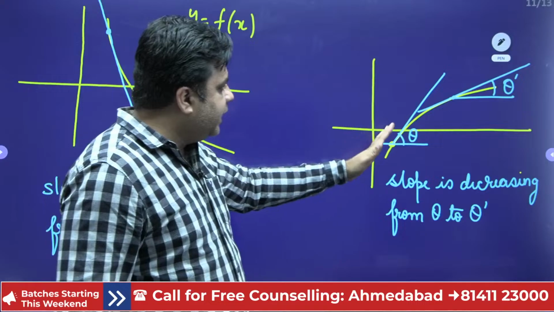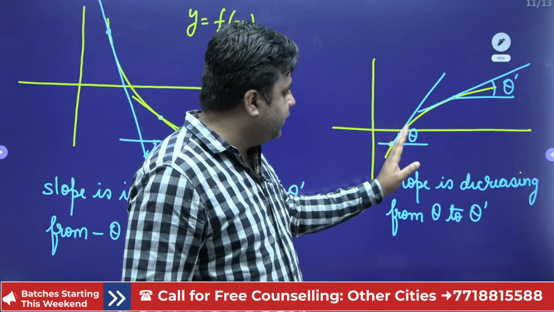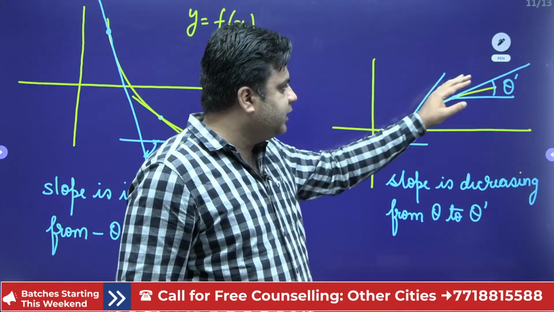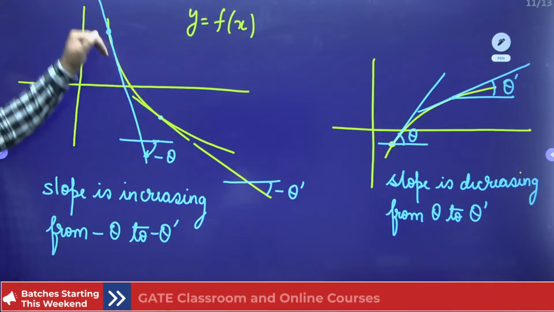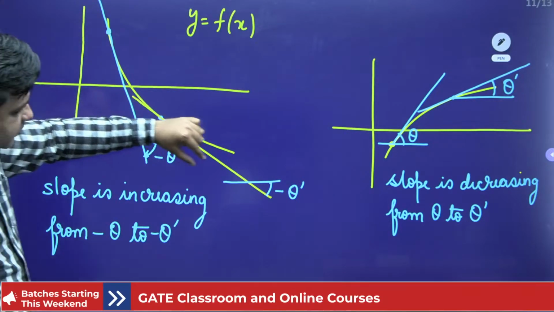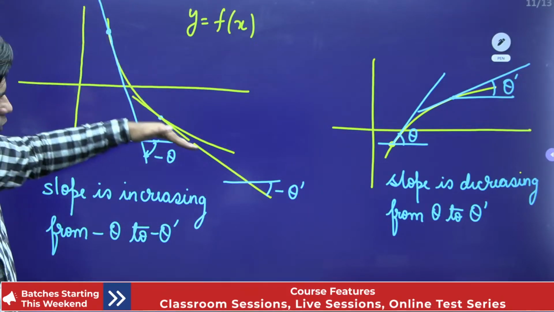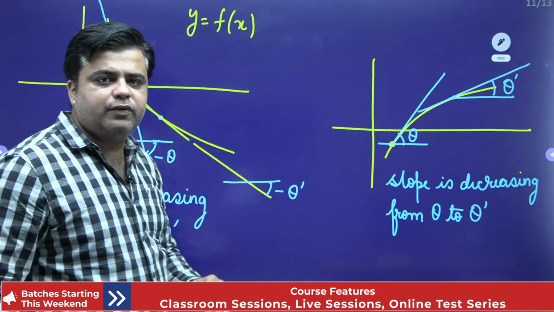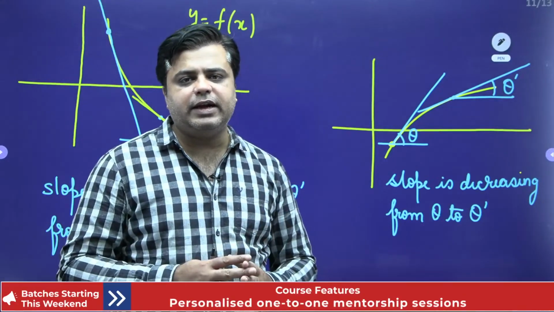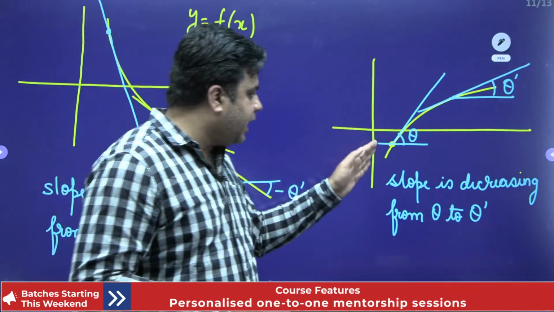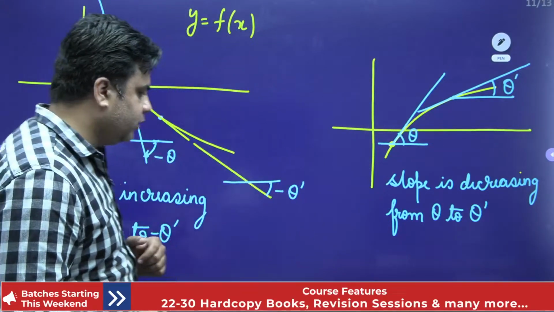So for any curve, if theta is decreasing from theta to theta dash, we say the slope is decreasing for the curve. And on this side, where theta is increasing from minus theta to minus theta dash, we say that the slope is increasing, okay? So when we need to define the interrelation between two graphs, the only thing we can do is have the relation between the slopes, and through that slope, we can explain that, okay?